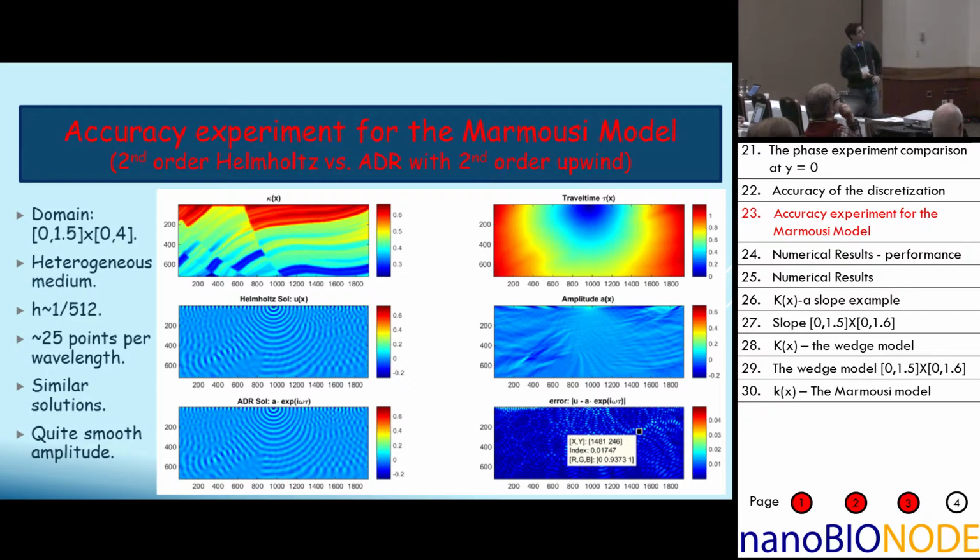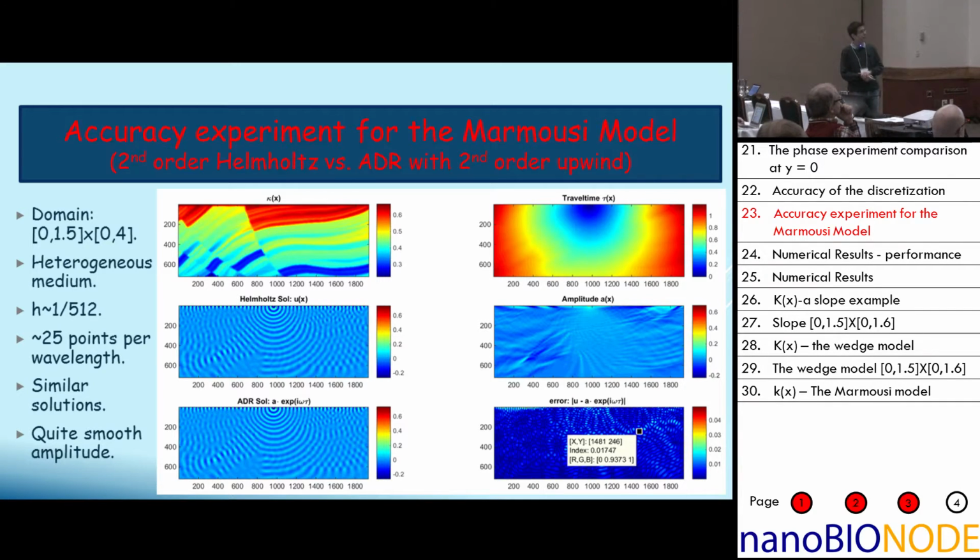This is the Marmousi model, which is a highly, I don't know if highly, but this is the heterogeneous medium that we plan to face. And you can see the amplitude has some bumps in it, but it's still quite smooth. And this is the error. So you get 0.02 at worst, which is about 10% of the actual solution.